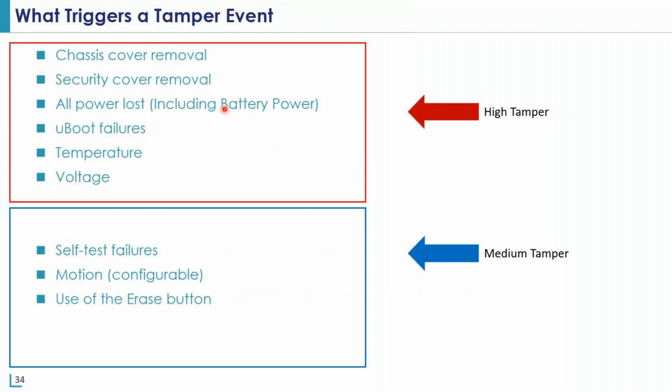Power: there's a battery inside your payShield 10K. If the battery is completely depleted, then this is also a high temper. U-boot, temperature and voltage: these will also trigger your high temper.